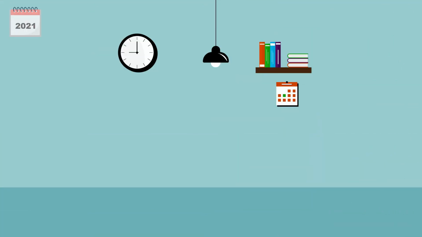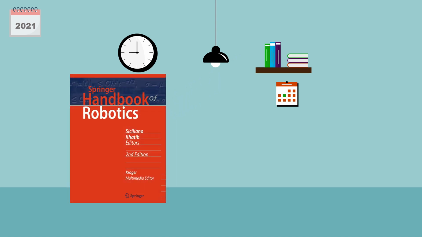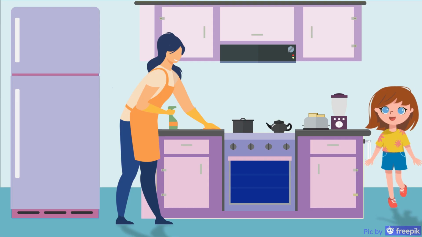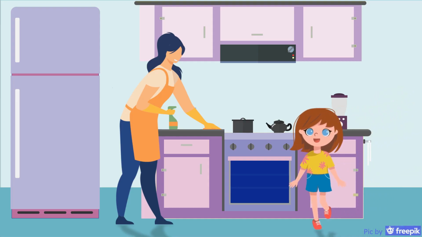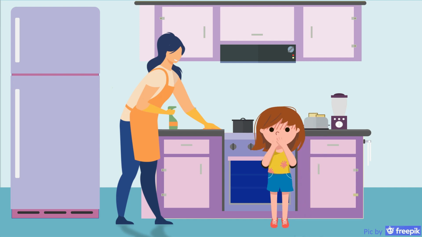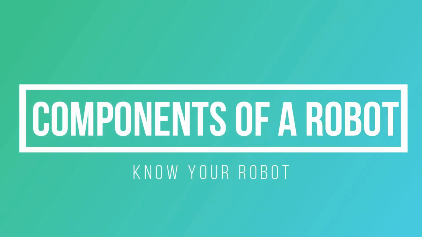In the last video, we talked about what a robot is. We saw that robots have an intelligent connection between perception and action, which was explained with the help of an example. For more details, you can take a look at my last video. The link will be shared in the description box. In this video, we will be talking about different components of a robot.